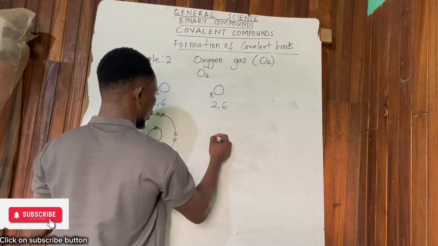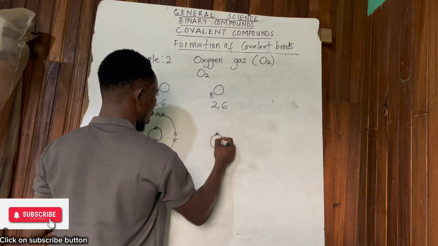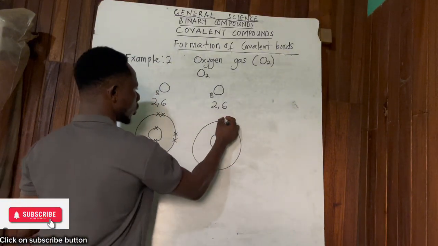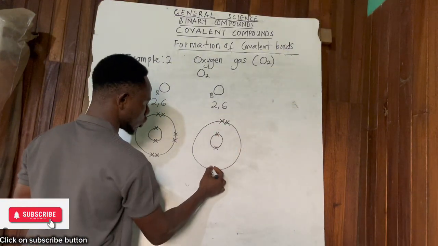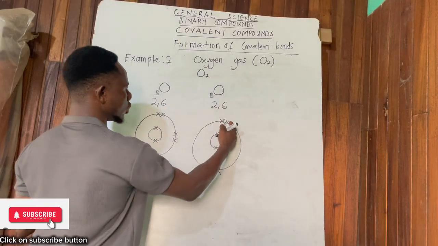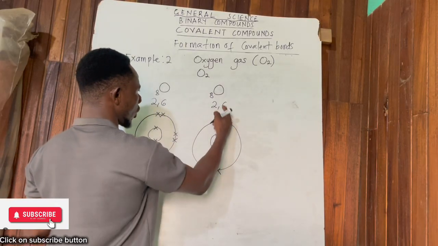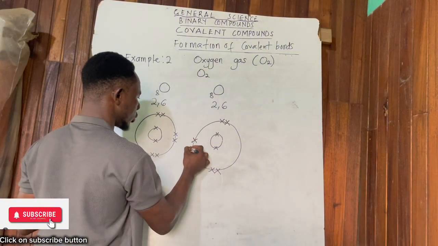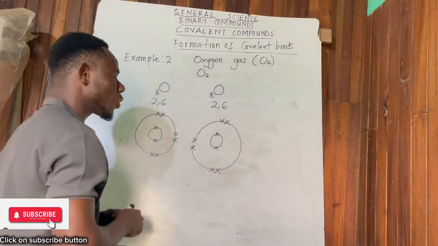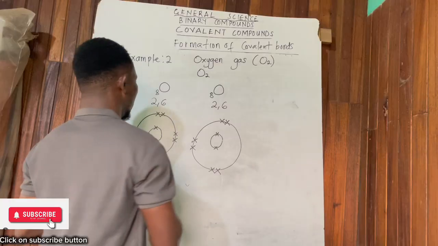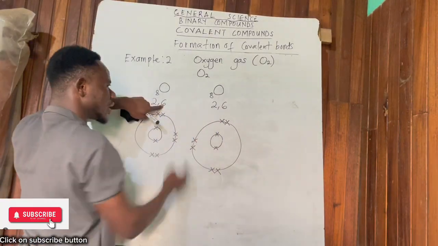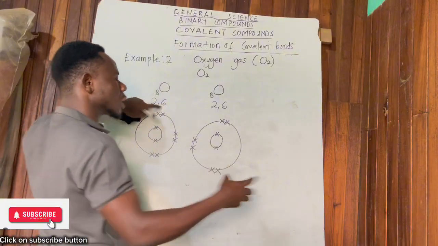Now let me draw the next oxygen. That is 1, 2. Then 1, 2, 1, 2. So 1, 2, 3, 4. How many more? 2 more. So it is going to share the 2. 1, 2. Now don't forget, we said the number of electrons which is going to be shared is what it needs to be stable.